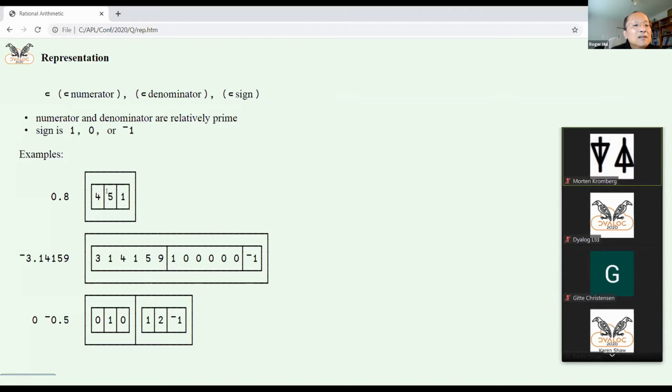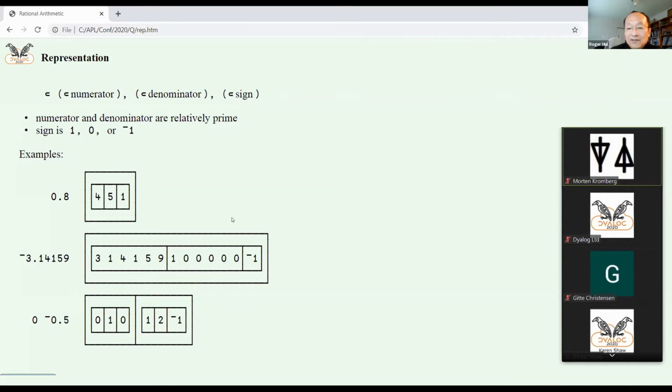And because each rational number is represented as a scalar, you can just concatenate them together. So to represent the vector 0, -0.5 is just like this: the representation of 0 concatenated with the representation of -0.5.